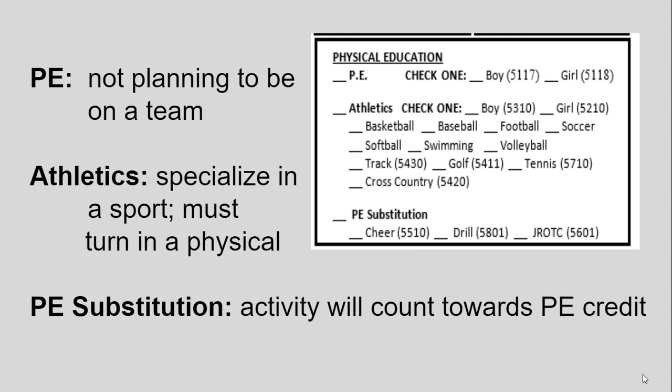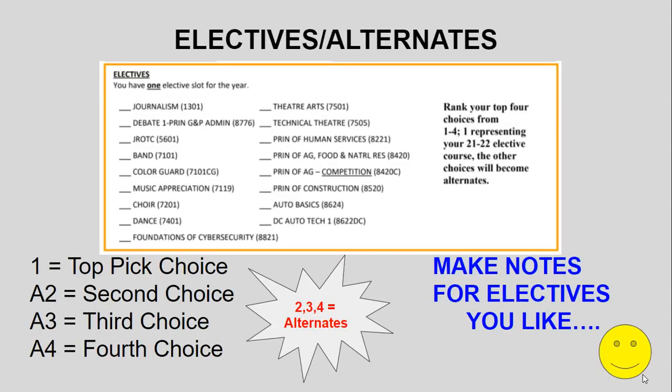If you plan on participating in cheer, drill, or JROTC, those count towards PE credit. So you just have to place a check there if you plan on participating in any of those organizations. This is a list of electives that you're going to hear about more in the next few slides. Please make notes of the electives that sound interesting to you. We're going to have you select a top pick choice, a second choice, a third choice, and a fourth choice.